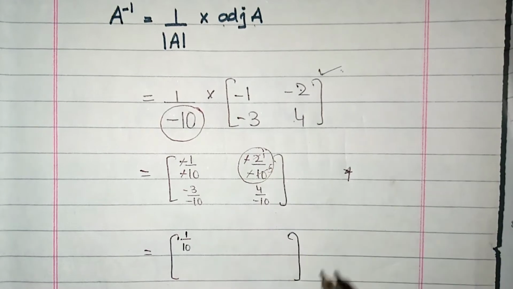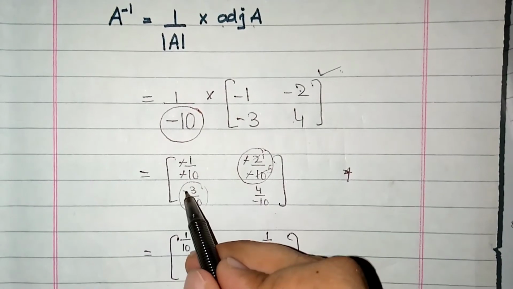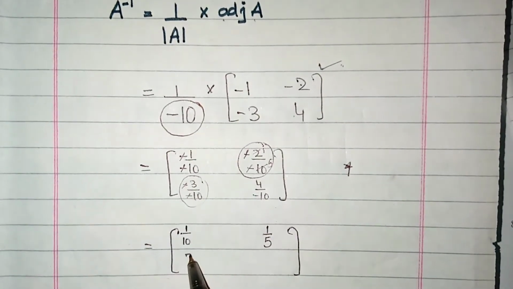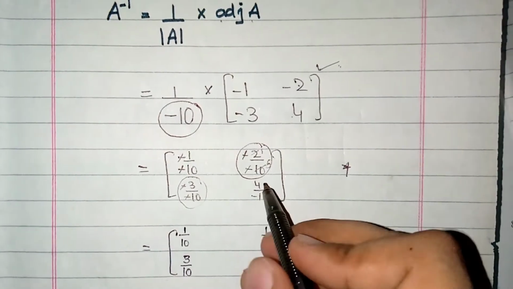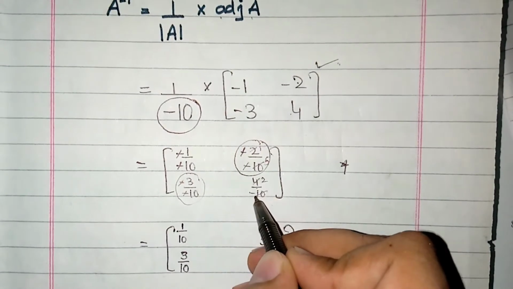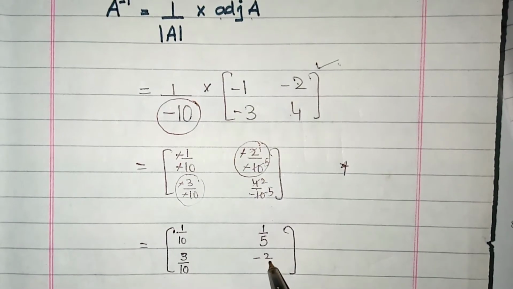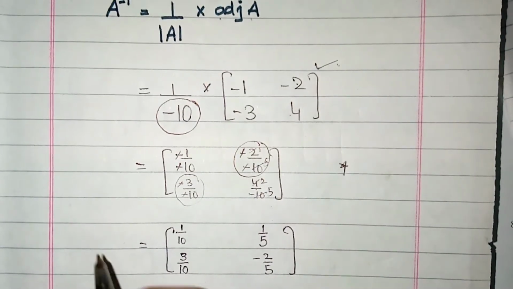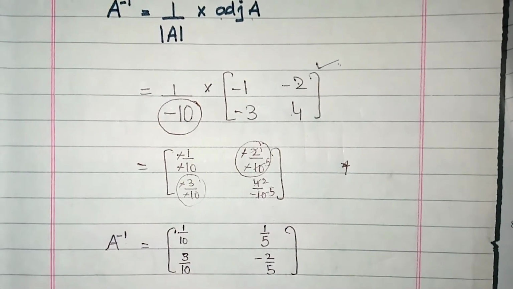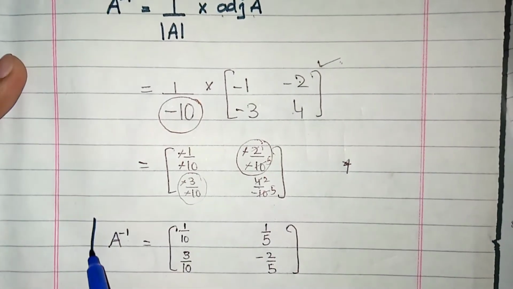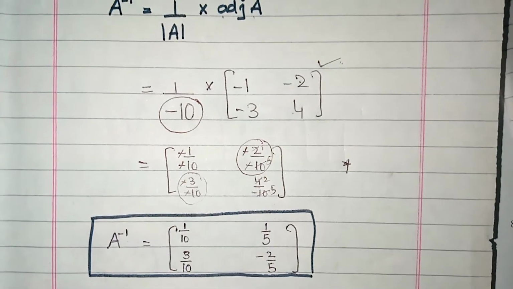2 times 5 is 10. So here we get 1 over 5. If you solve this, this negative and this negative cancel each other, so we are left with 3 over 10. And if you solve this, 2 times 2 is 4 and 2 times 5 is 10. So here we have negative 2 over 5. So this is the value of A inverse, or you can say the inverse of matrix A.